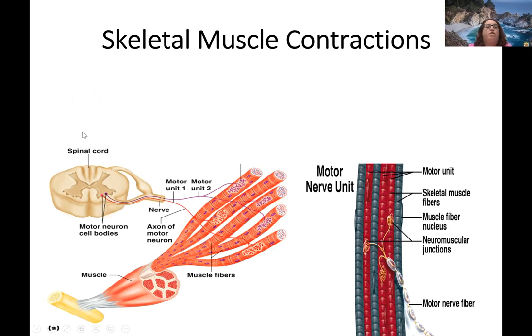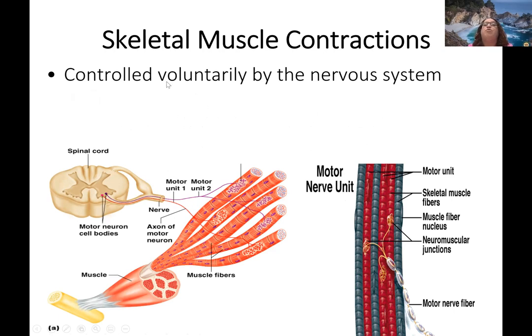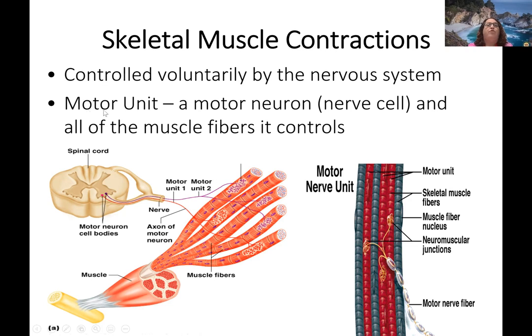So this is what we're talking about with skeletal muscle contraction. So we get the signal from the nerves. And this is just kind of showing you the nerve connection. So it is controlled voluntarily by the nervous system. And we use what we call a motor unit or motor neuron. And all of the muscle fibers that it controls are all going to be involved in the contraction. So that neuron, every single fiber that's attached to the same neuron, when it sends the signal, they're all going to contract.